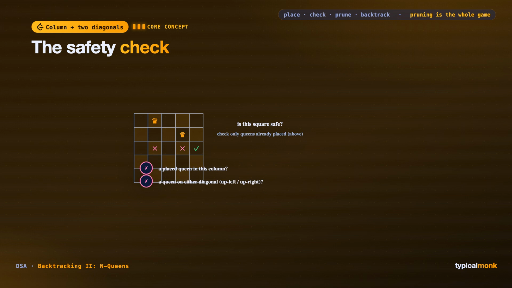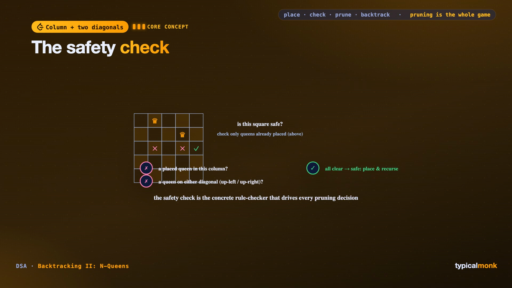Checking the diagonals is the part beginners find fiddly, but conceptually, it is the same idea. Look back along both diagonal lines toward the placed queens and see if any sits on them. We do not need to check the row, because our row-by-row structure already guarantees one queen per row. If all these checks come back clear, no queen in the column, none on either diagonal, then the square is safe and we may place our queen there and progress to the next row. If any check fails, the square is unsafe and we must try a different column.